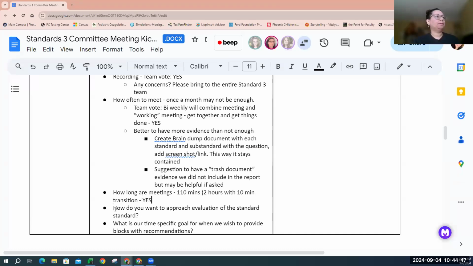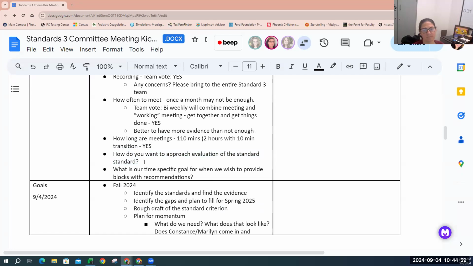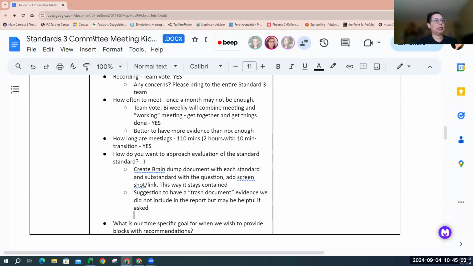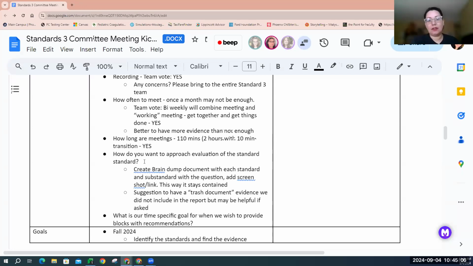Okay. How do you want to approach the evaluation of the standard? I'm going to move this brain dump process to there. Some of the questions, and you might need the other members of the team here, are how you want to divvy stuff up. Some people look at all the standards and get a sense, then say, this person's doing these two, you're doing this one, and divvy it up that way. That was one of the things we had recommended to the curriculum committee.